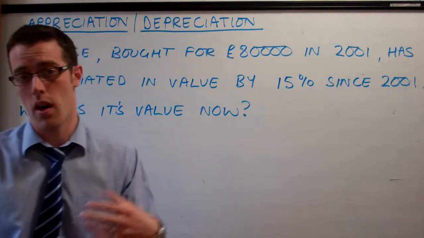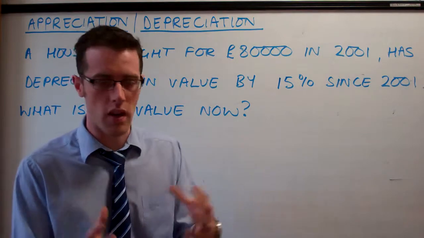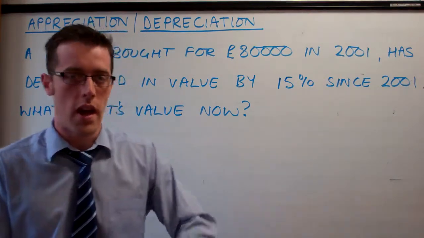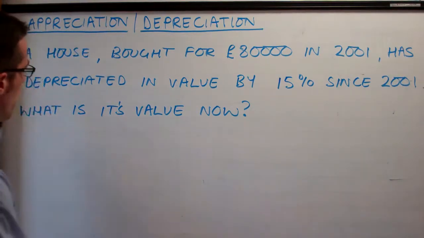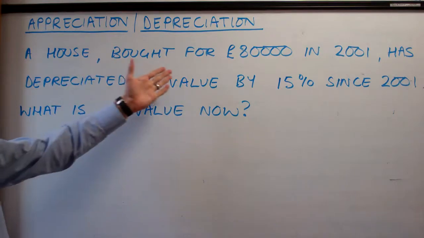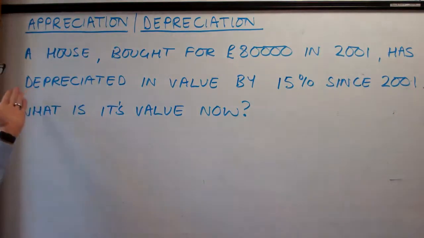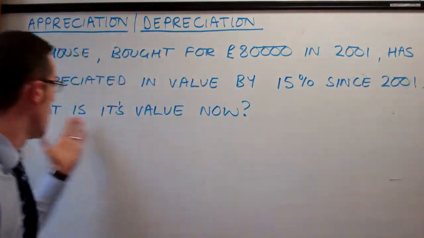So things that might do that are like the value of a car or the value of a house. It's usually the value of some kind of item, and it will increase over time or decrease over time. And the questions again are in a little context or a wee story round about it. So if we look at this one, it says a house which was bought for £80,000 in 2001 has depreciated in value by 15% since 2001. What is its value now?